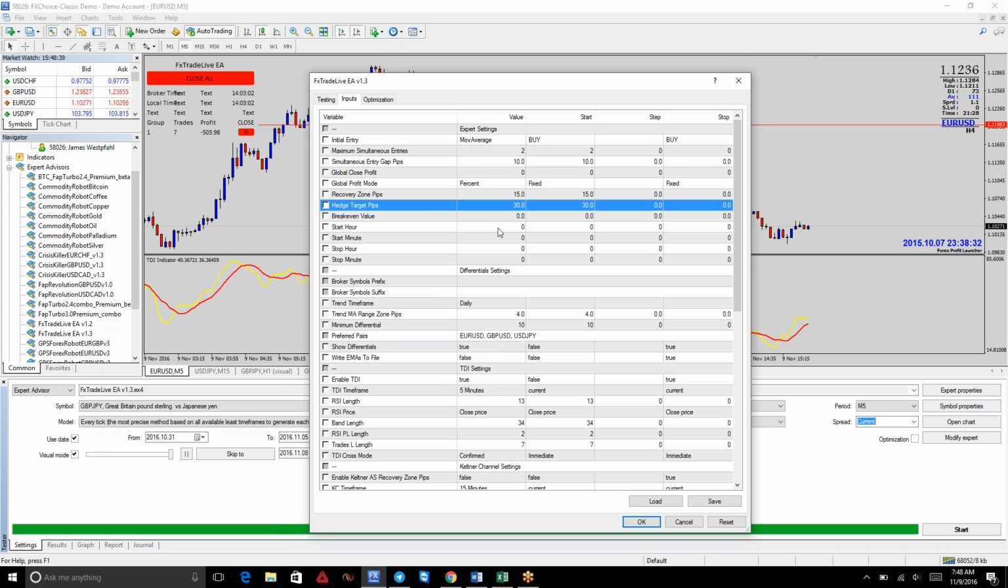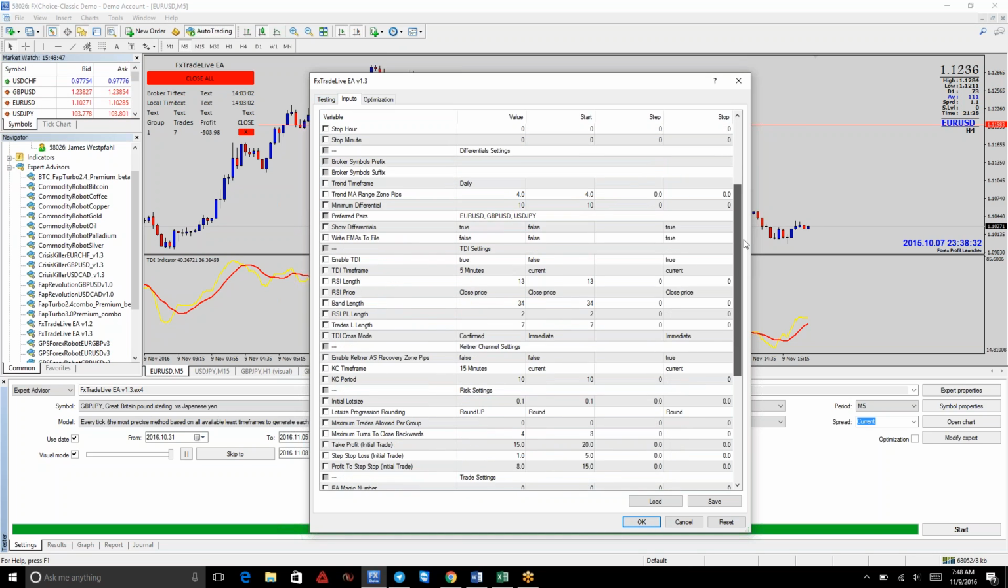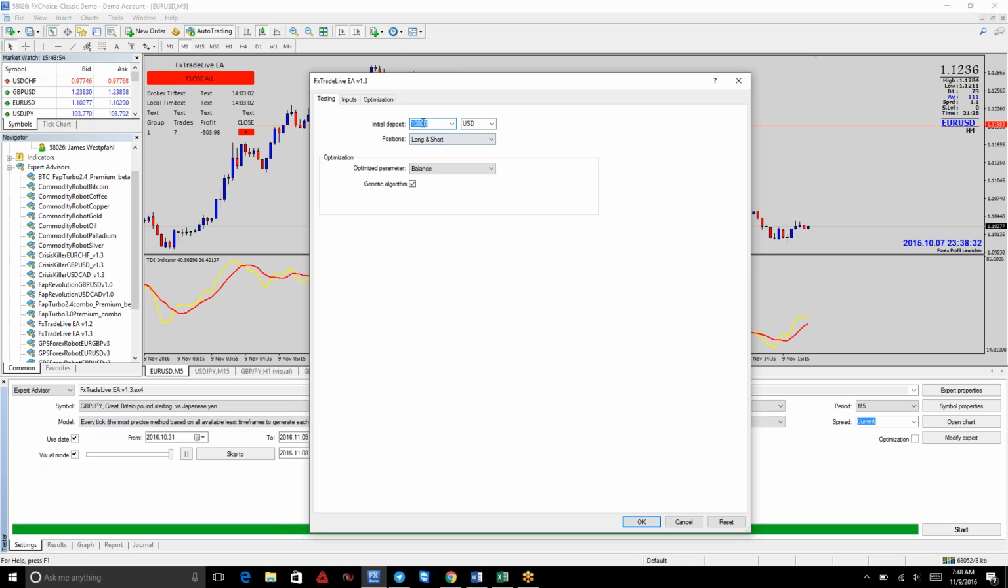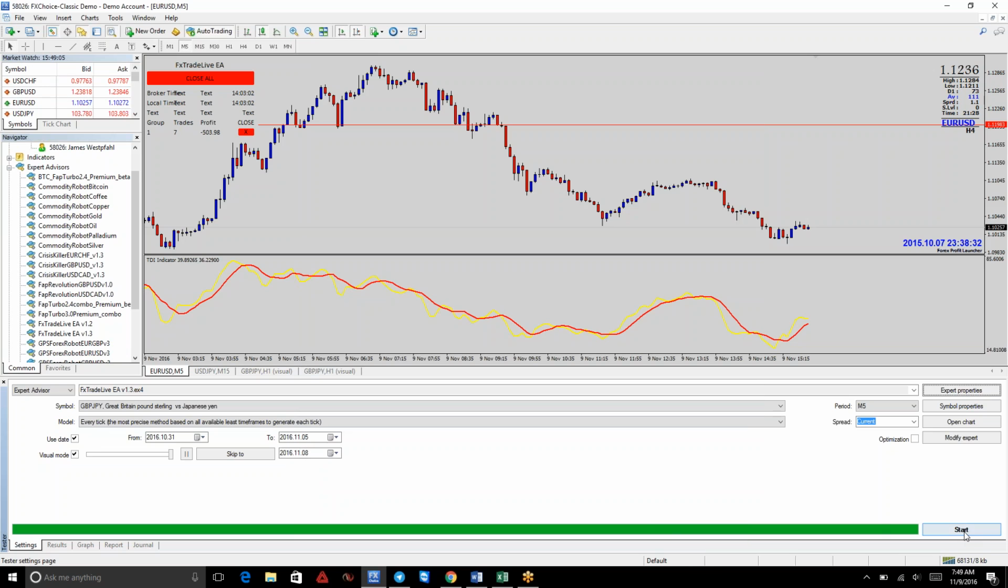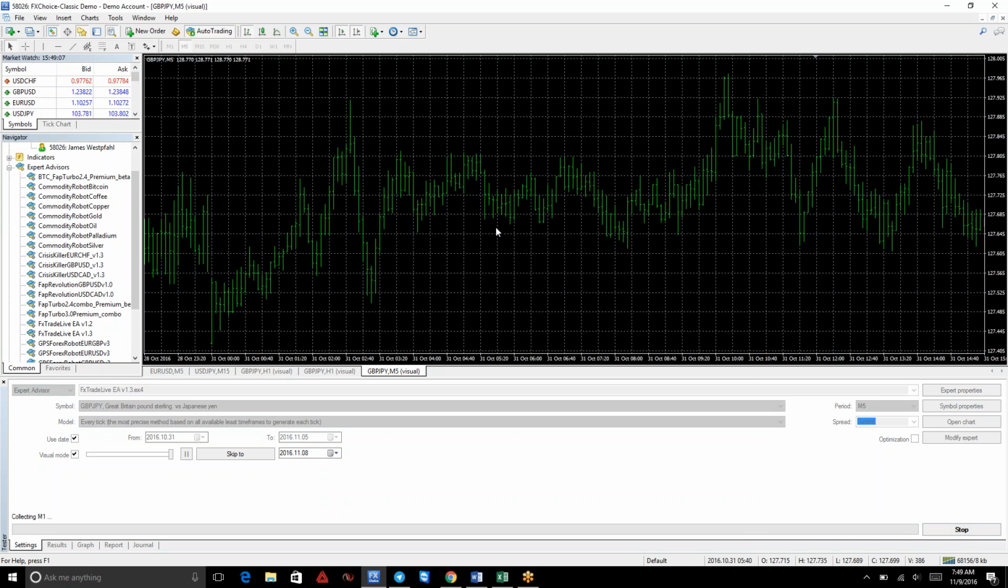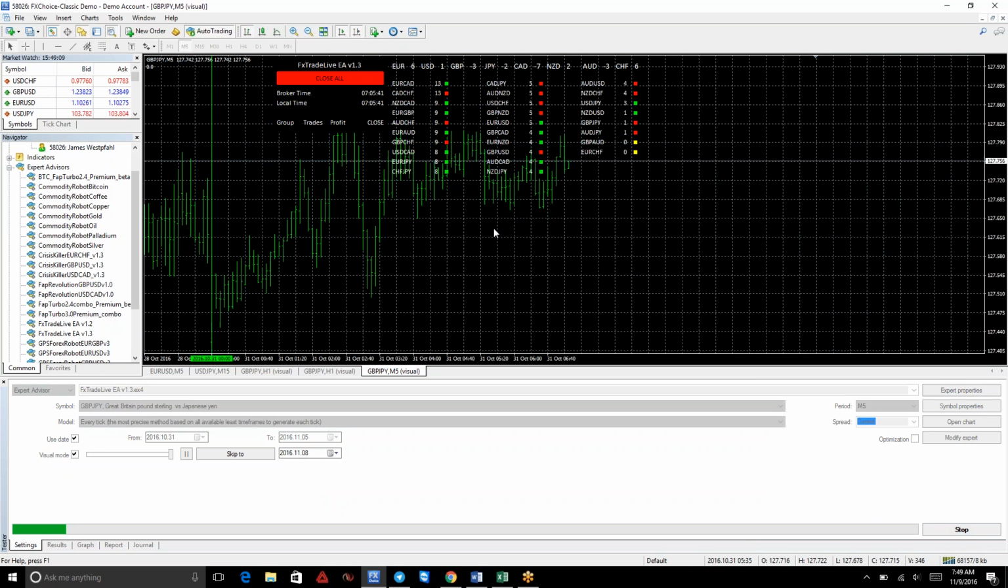Then you set your recovery zone. You just set your settings like normal. And then if you want to change the dollar amount, you have the initial lot size right there you can change. And then the starting account balance is under here, initial deposit. So if you want to start with a $10,000 initial deposit, hit OK and start. And it's running.